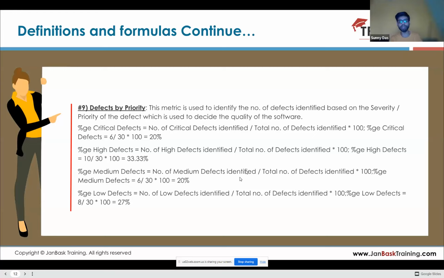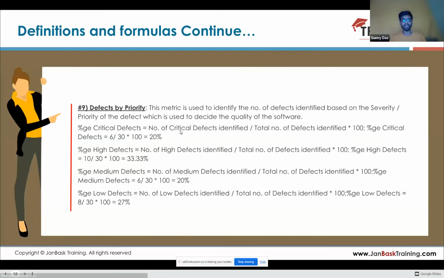So the formula is similar. Total number of high priority defects or total number of medium priority defects or total number of low priority defects divided by total number of defects identified into 100. So that will give you the percentage. Right? Any queries till now? No. Okay.